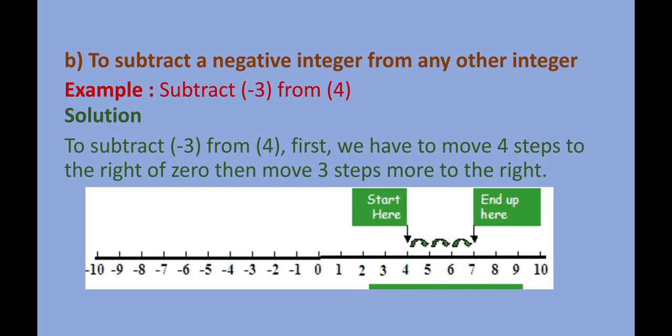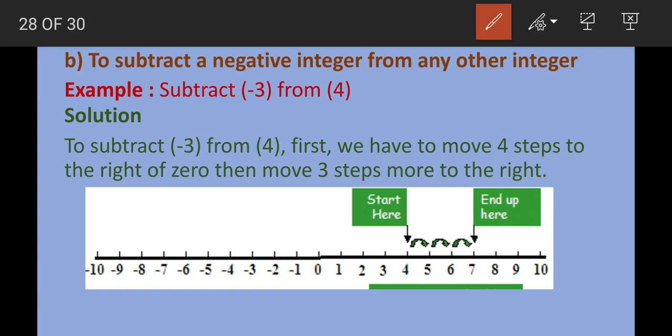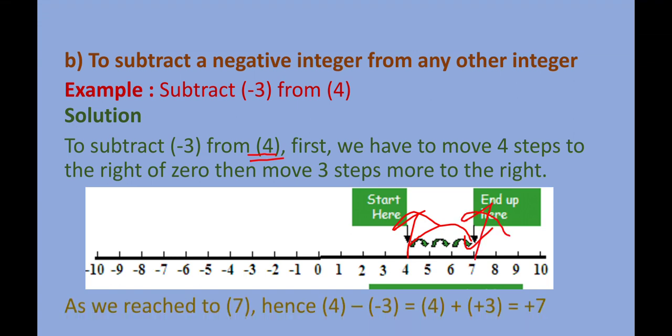Okay, look at here. So you are at 4 and you have to move how many steps? Minus 3 means you have to move towards right side. In subtraction, if it is negative integers, then you have to move towards right side. So here it is 3, so you have to jump 3 steps, so we reached at 7. We can say that 4 minus minus 3 equals plus 7. Clear?